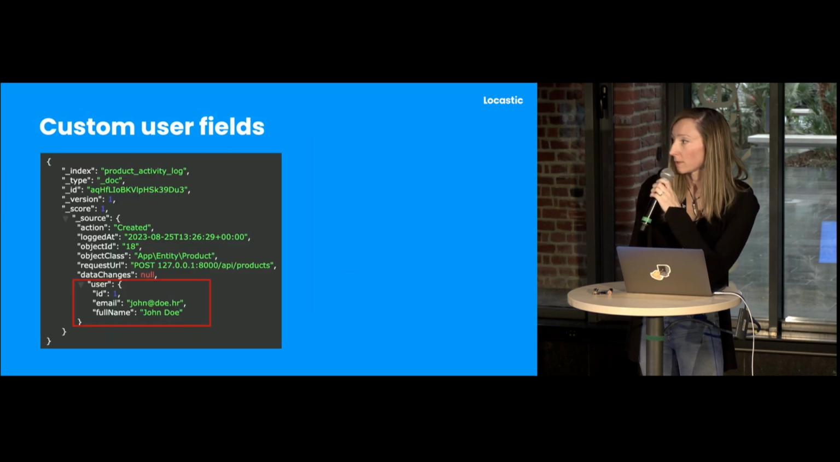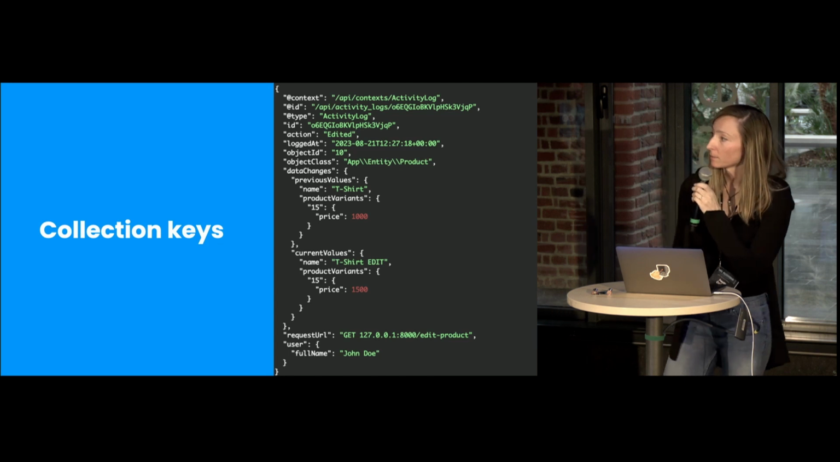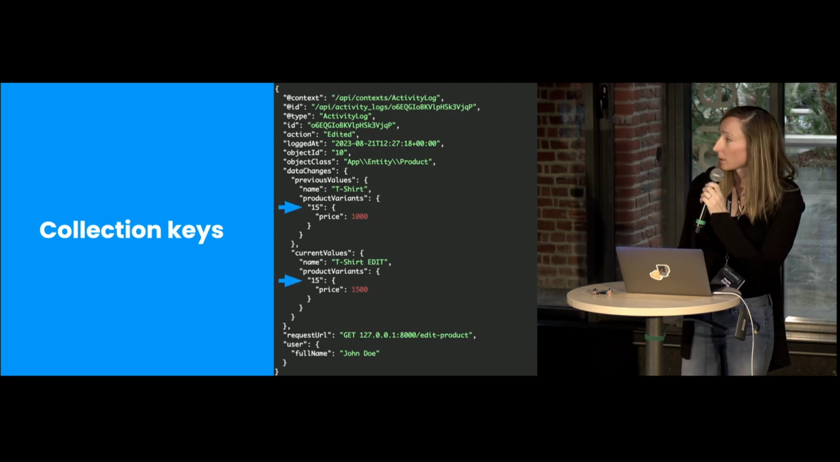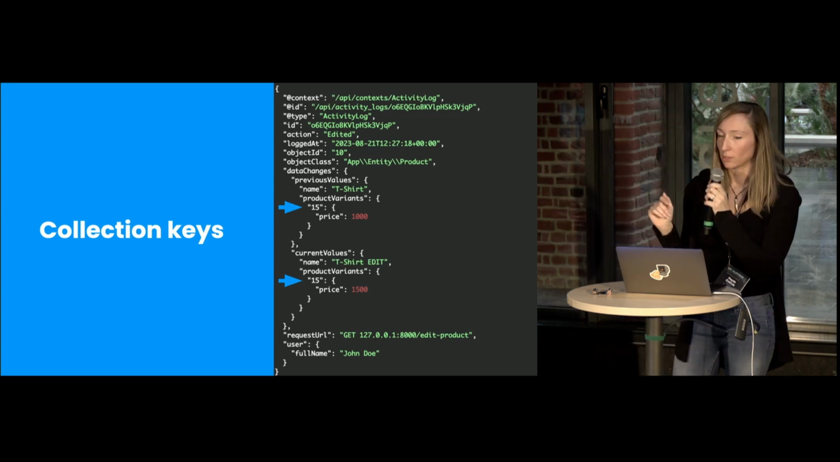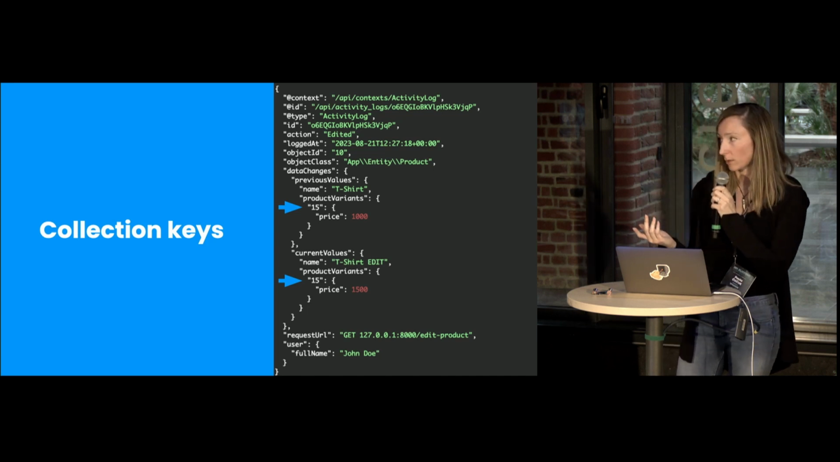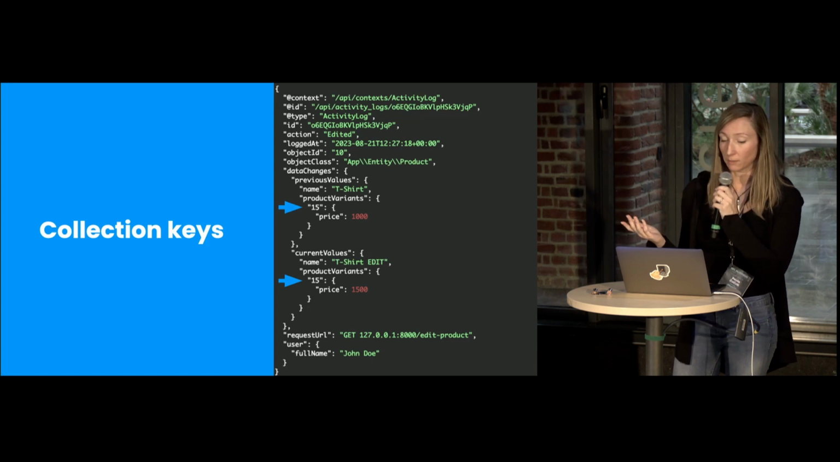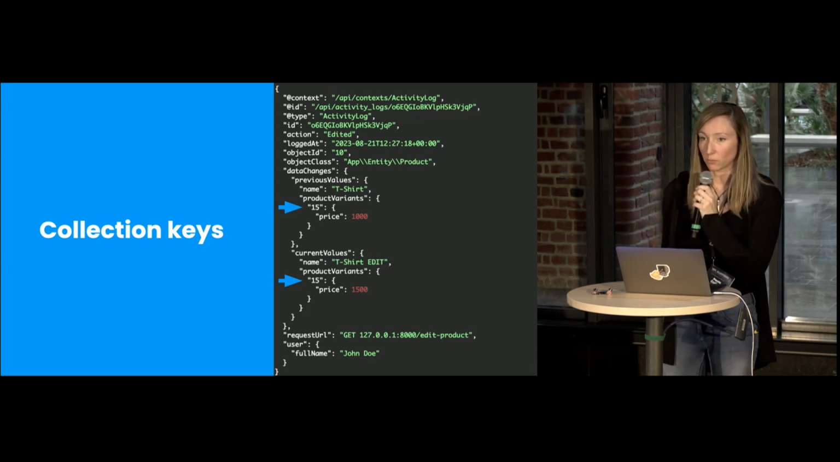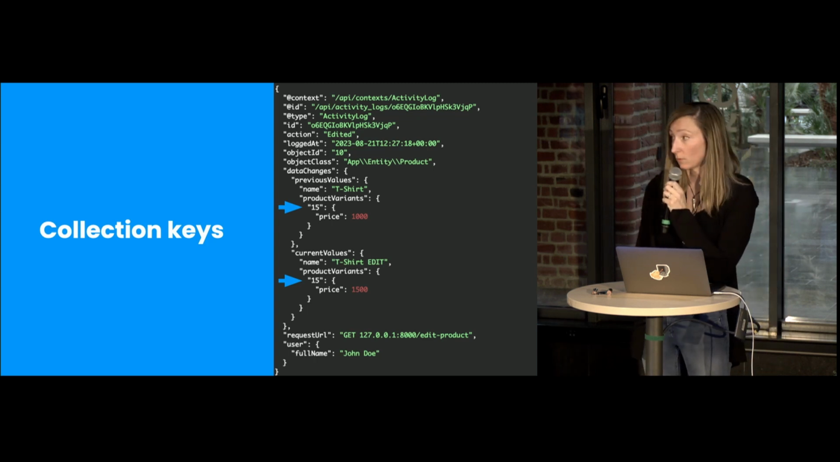And now we have something like this. Now we have ID, email, and the full name for the user in our logs. Collection keys. So here we can see that the product variant with ID 15 changed its price. But it's kind of hard to figure out which exactly product variant that is. We need to go and find a product variant with ID 15 to know which one was changed. So maybe some different info would be more useful here.